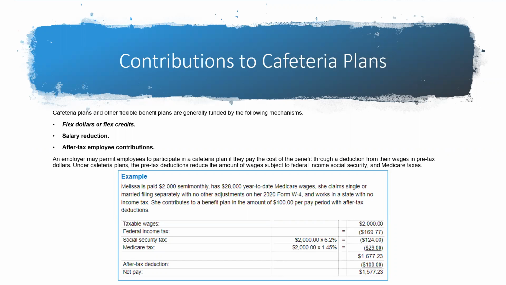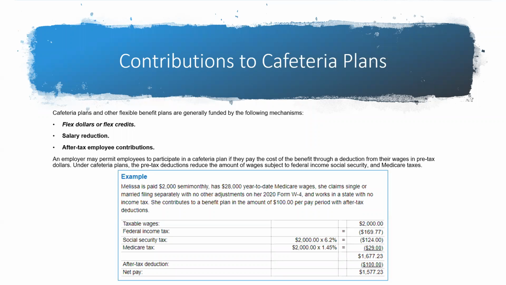Employers may permit employees to participate in a cafeteria plan when they pay the cost of the benefit, if they pay the cost of that benefit through a deduction from their wages in pre-tax dollars. When an employer deducts an amount from the employee's pay for a benefit, there's generally an authorization by the employee to confirm this deduction. This confirmation may be in any form the employer desires.